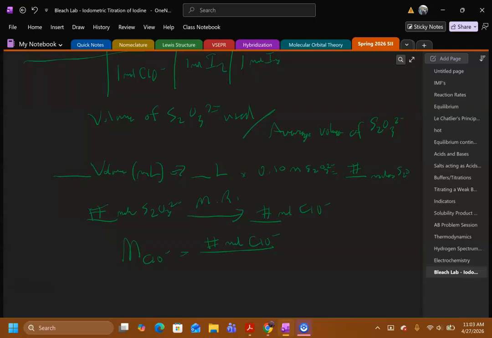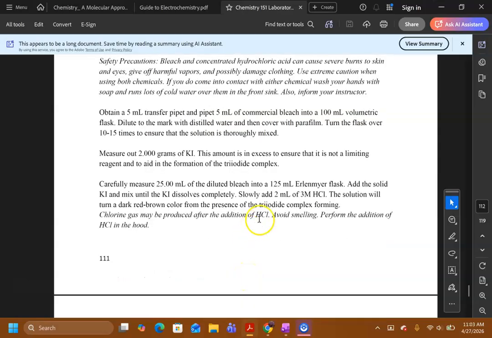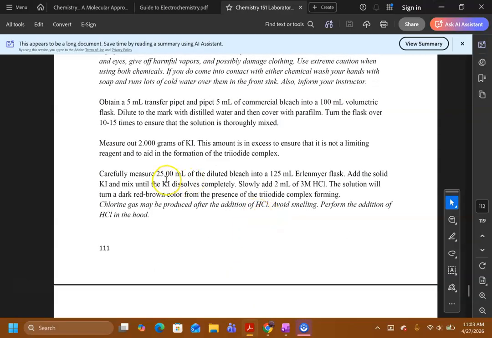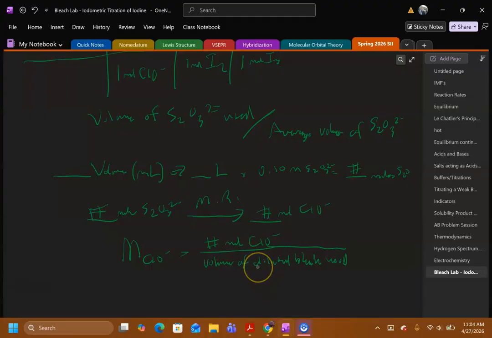used. And just to be frank with you, when you go back and look at the procedure, it'll tell you that you're going to measure out 25 milliliters of the diluted bleach. So if you measure this out, that becomes the volume of the diluted bleach here. But keep in mind that you always need to convert your milliliters into liters when you're doing these types of calculations.